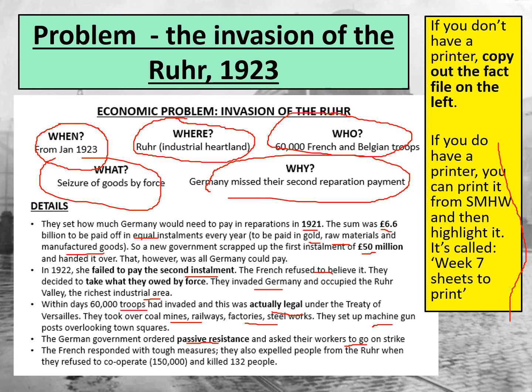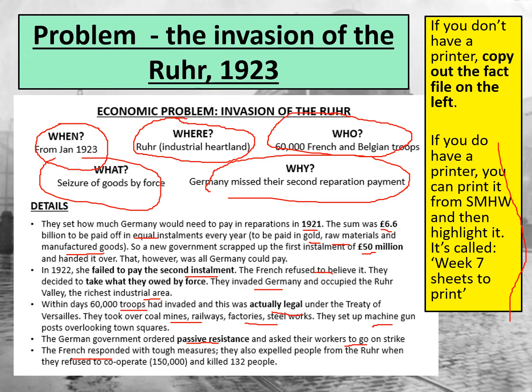But that's really, really difficult for them financially, as we're going to see, because it means that they're having to not only still pay, for instance, reparations, but they're also going to really struggle having to now pay all these thousands of striking workers. Now, the French weren't very happy with this either, and you can see here the way the French responded to this passive resistance.